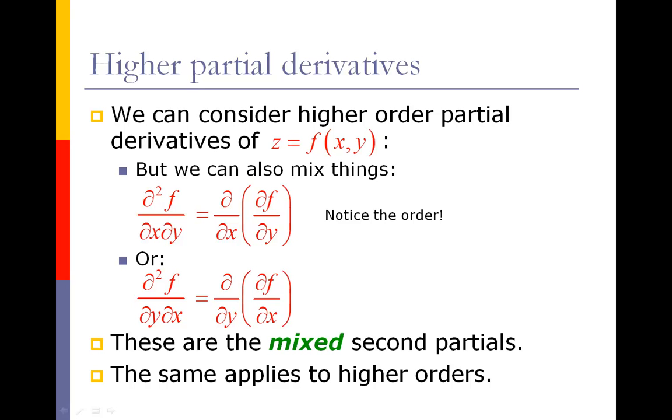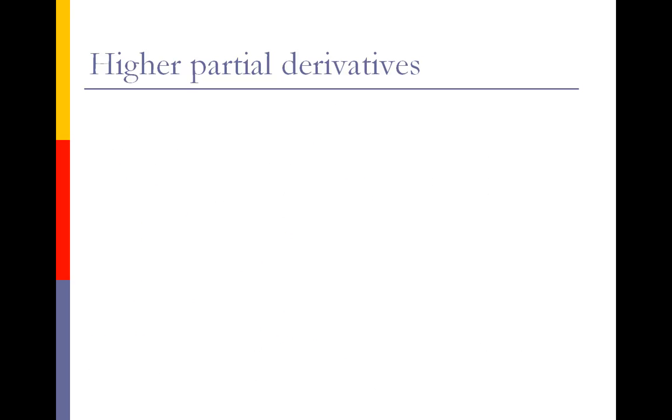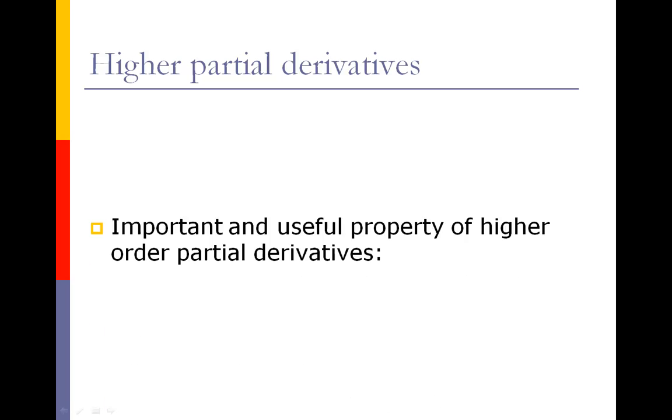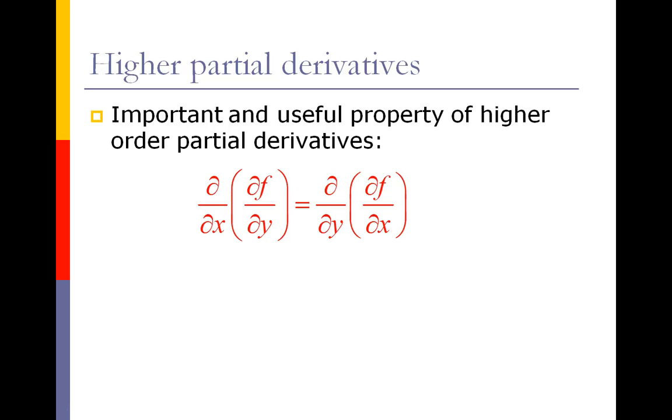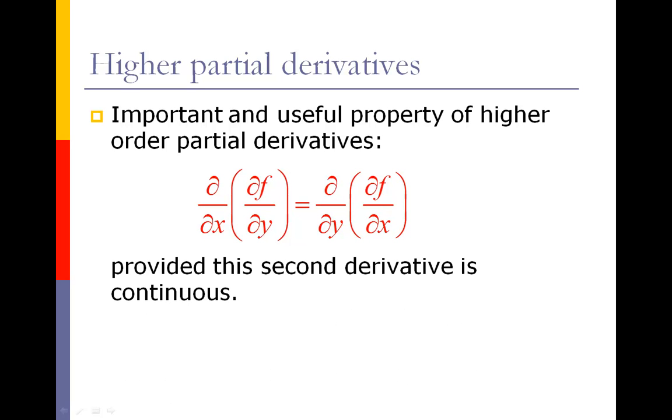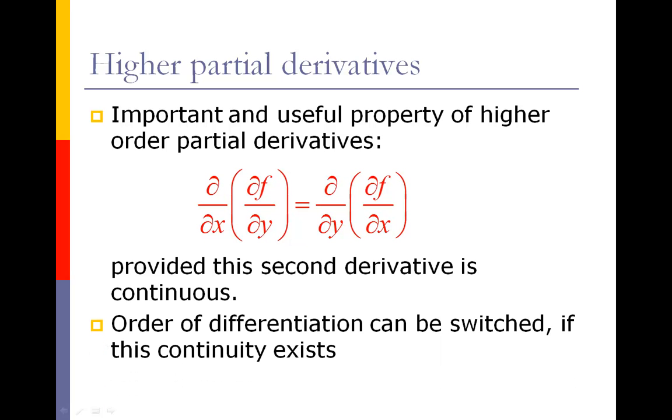And again, as I said, there is something quite important about that order of differentiation. The important thing about these mixed partial derivatives is the following property, namely that the order in which we take a mixed second partial derivative does not matter, as long as the second derivative is continuous. So once we compute this mixed second partial derivative, if it turns out to be a continuous function, then it doesn't matter in which order we take those two derivatives, the result is actually the same. So in other words, the order of differentiation can be switched if this continuity exists.